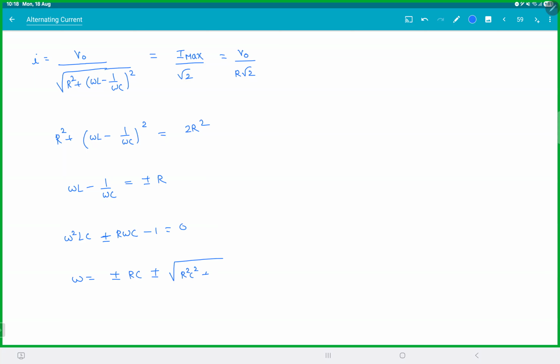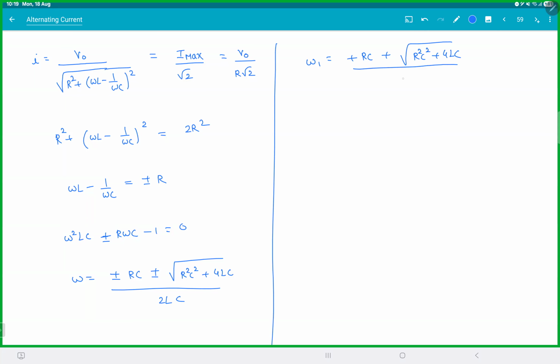Omega is equal to the root of R square C square plus 4LC, by 2LC. So there'll be two roots here. Your frequency can't be negative. So take plus RC plus root over R square C square plus 4LC, by 2LC. This is the greater one actually. This is omega 2. Omega 1 will be minus RC plus root over R square C square plus 4LC, by 2LC. The bandwidth delta omega will be omega 2 minus omega 1. That will come out to be R by L. That itself they can ask you: find the bandwidth.